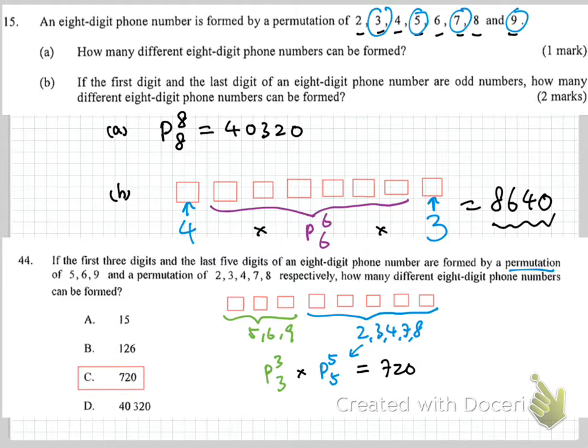So these are the 2 past paper questions regarding permutation and combination with phone numbers. With phone numbers, it's easy to see. It is almost definitely a permutation rather than a combination.